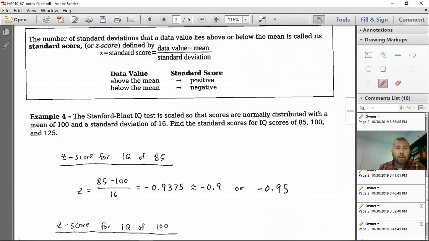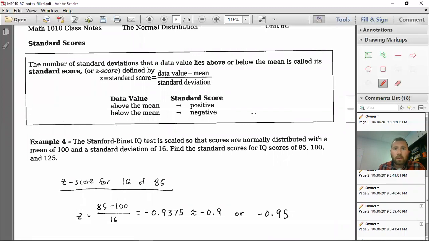So here are standard scores. What you're talking about here is taking a data value from a normal distribution and giving it a score. From the score, we'll figure out other things, but for now, we're just going to figure out how to calculate these scores.